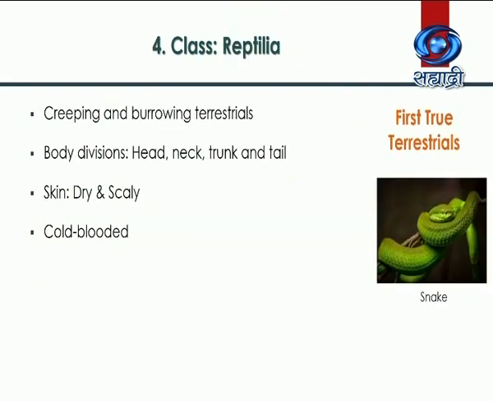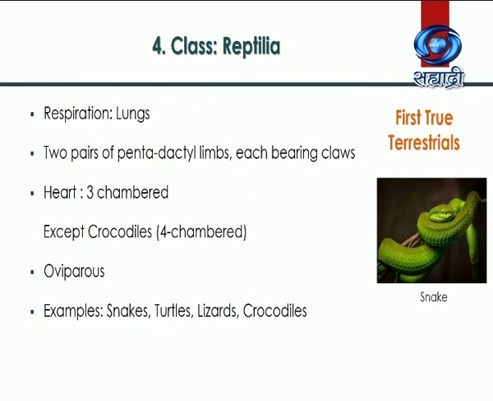The next class is class Reptilia. Let us see some important features of class Reptilia. These are mostly creeping and burrowing terrestrials. Here, body divisions are head, neck, trunk, and tail. Skin is usually dry and scaly. These members are cold-blooded. Respiration takes place by gills, lungs, and through skin also.